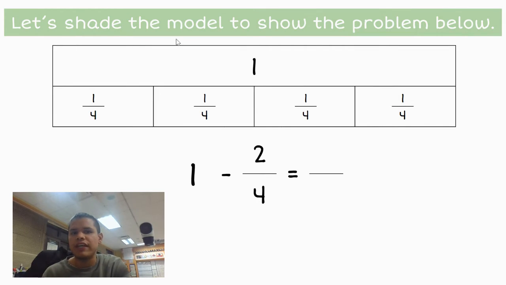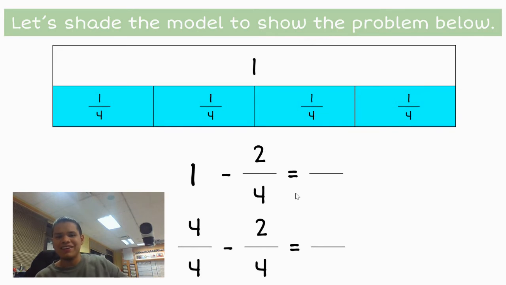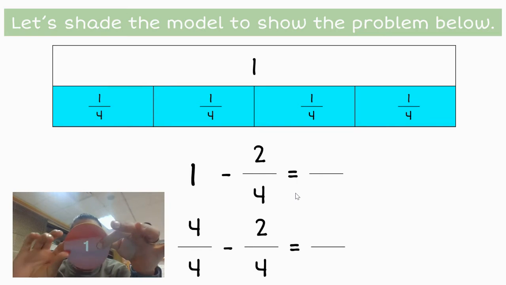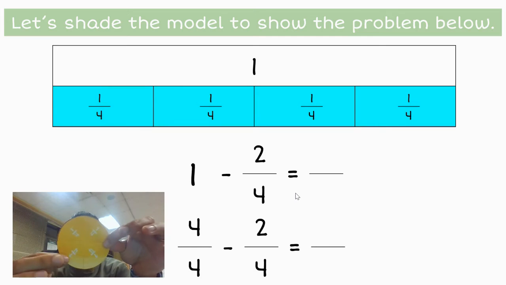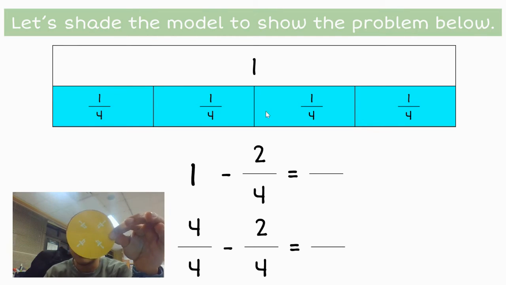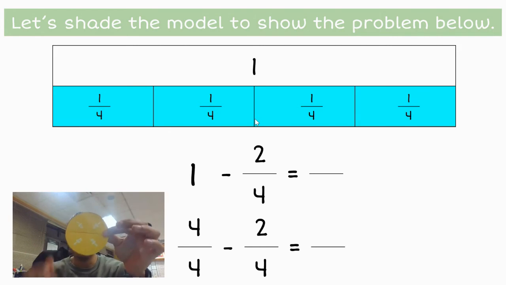It reads, let's shade the model to show the problem below. Well, this time we have 1 whole minus 2 fourths. So let's shade 1 whole right here, and we end up with 4 fourths. Let me show you another way that happens. Here we have 1 whole. It is the same as 1, 2, 3, 4 over 4. So there are two ways that you can see it, right here on the bar model and also right here on our circular model.